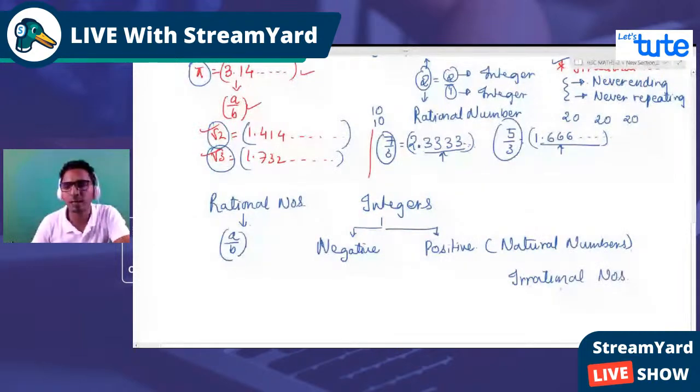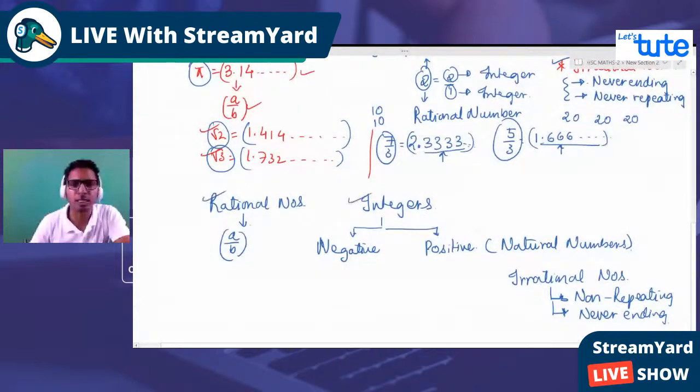Irrational numbers are non-repeating and never ending. Okay, so we saw three categories, right? Rational, integers, irrational. So combining everything, we get the topic of this video: real numbers.